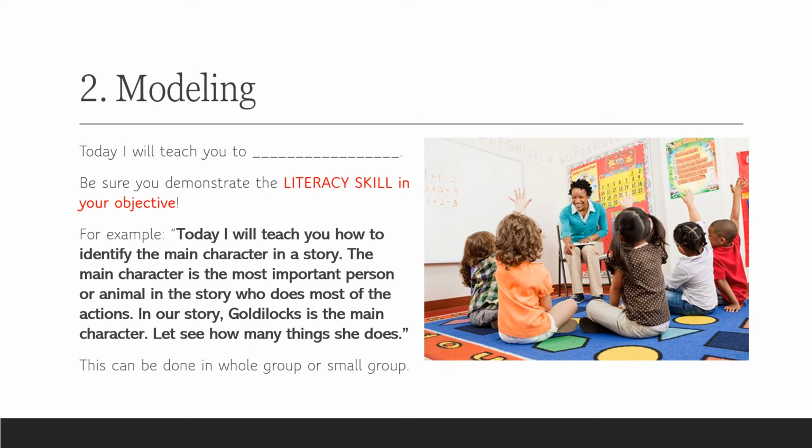So for example, you could say, today I will teach you how to identify the main character in a story. The main character is the most important person or animal in the story. She does most of the actions. In our story, Goldilocks is the main character. Let's see how many things she does. So notice I'm not asking the kids, oh, who can tell me who the main character is? Instead, I'm directly teaching it to them. I'm modeling for them how to do it. This can be done in a whole group setting, or it could be done in small group, such as guided reading or in preschool during the small group time.